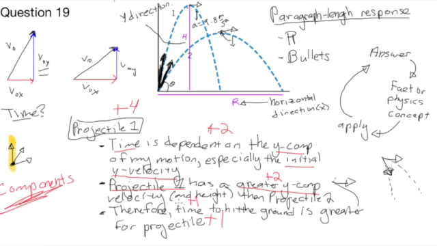Okay, go ahead and correct that, and I want you to write this down somewhere useful. Remember, a paragraph length response can be a paragraph, kind of like this, or it could be bullets, where you just bullet some facts. Time dependent on y component, initial y velocity. Projectile 1 has a greater y component than projectile 2, therefore projectile 1 has the greatest time to the ground.